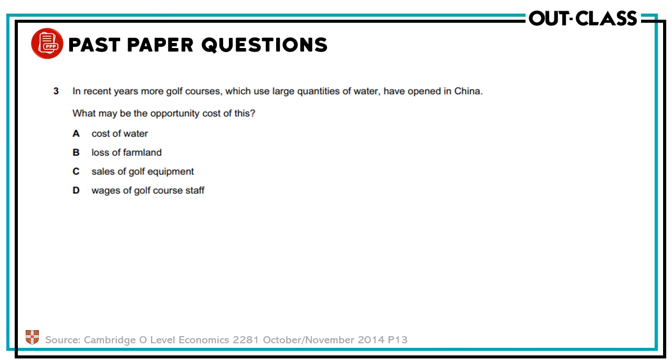In recent years, more golf courses which use large quantities of water have opened in China. What may be the opportunity cost of this? Okay, cost of water. That doesn't make sense. Cost of water is not the opportunity cost. Loss of farmland, sales of golf equipment, wages of golf course. Okay, now part B is the only one that can possibly be an opportunity cost of you making those golf courses. All the others simply do not make sense.